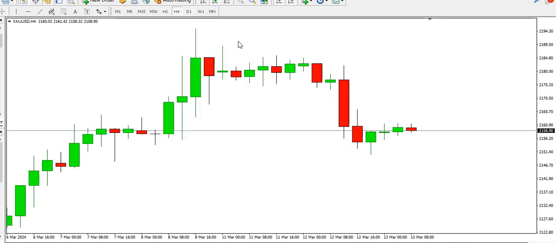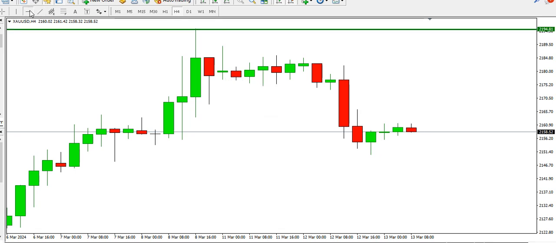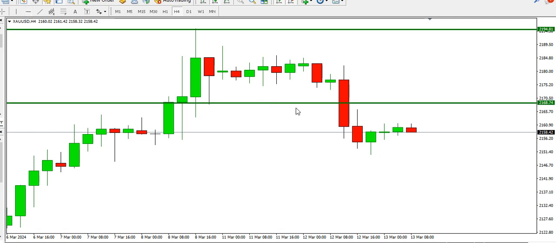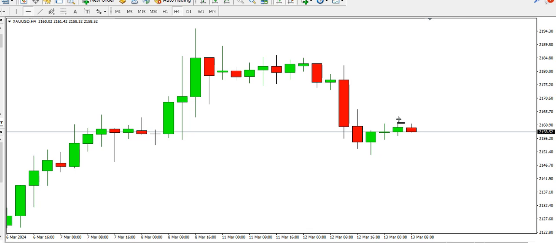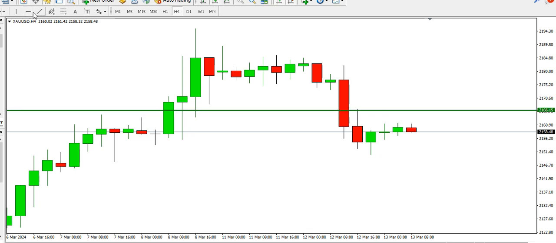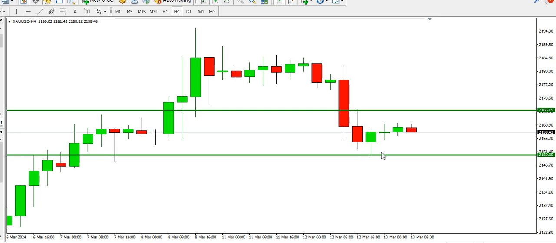On the 4-hour time frame, what do we have? The 4-hour time frame shows that we have this kind of consolidation, a range between this point and this point, and we can see the break of the range. Okay, break lower. Now we have another range being formed here. Let's put this as our range top, and these are range bottom. So we'll be looking for a break of this range.